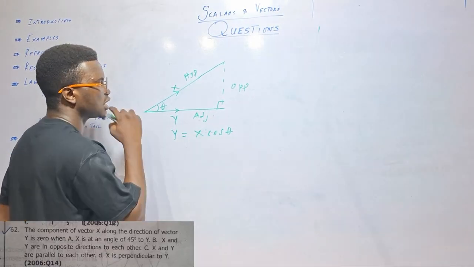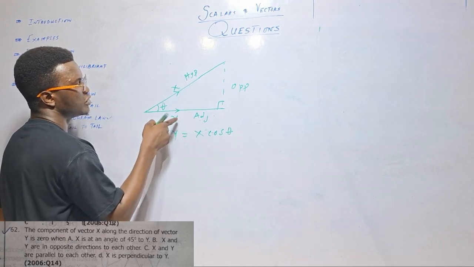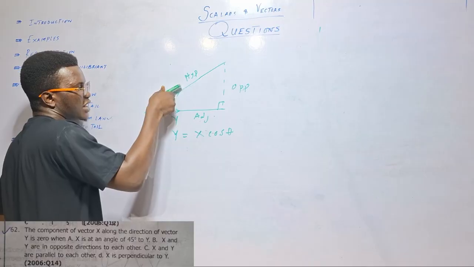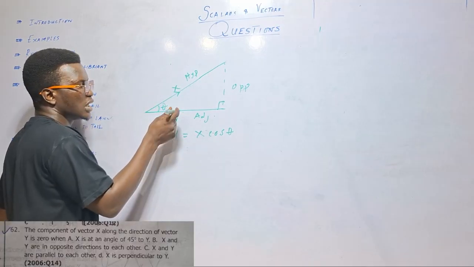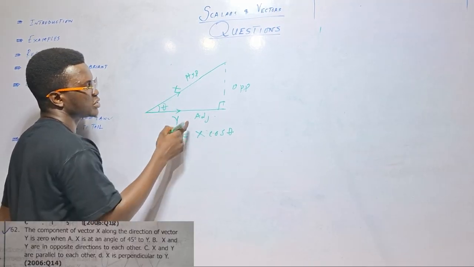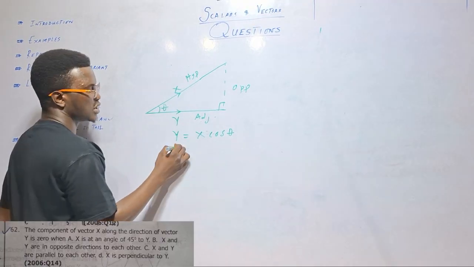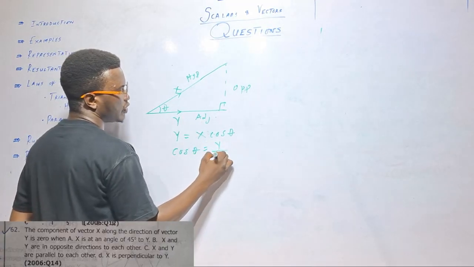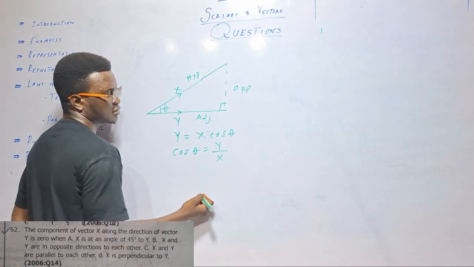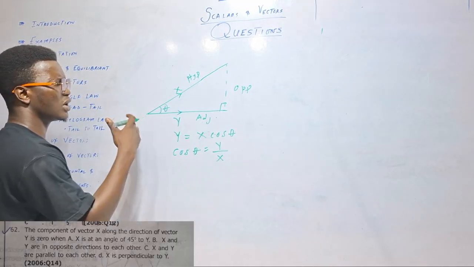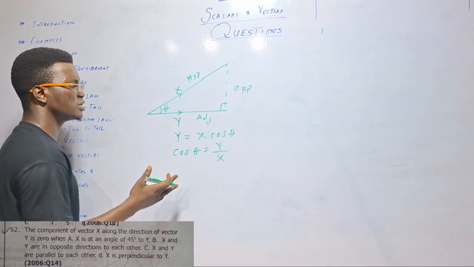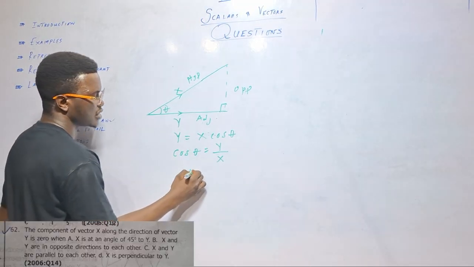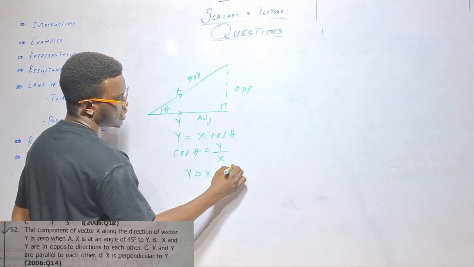So now they say that I want to relate y and x. So I want to find x in the direction of y, and y is adjacent, x is hypotenuse. What relates them is cos. So I can say cos theta is equal to adjacent y over hypotenuse x. Do you get that? We're not talking about the y-axis or x-axis here. They are just using y and x. So I can say that y is equal to x cos theta.